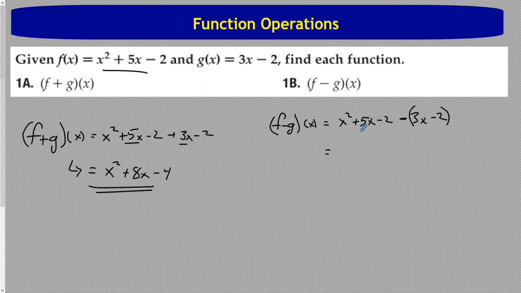So again, let's combine like terms. The first thing I'm going to do is just deal with those parentheses so that I don't get confused by them. So minus 3x plus 2, because when I subtract a negative, I'm really adding. Now I can go through and combine my stuff. Again, just 1x squared. Now it's 5x minus 3x, so that's going to be a 2x. And I have a negative 2 and a positive 2. Those just go away, and that's all I'm left with.